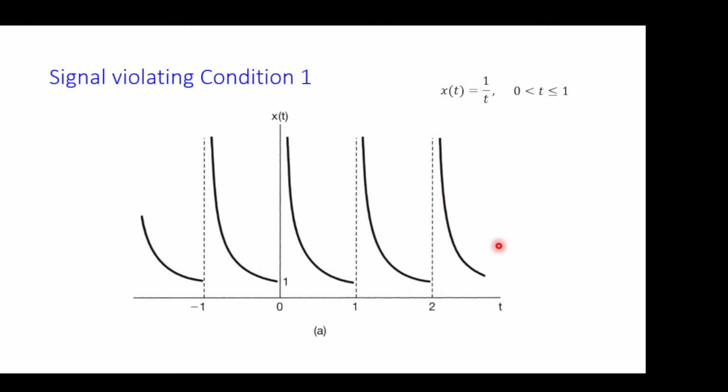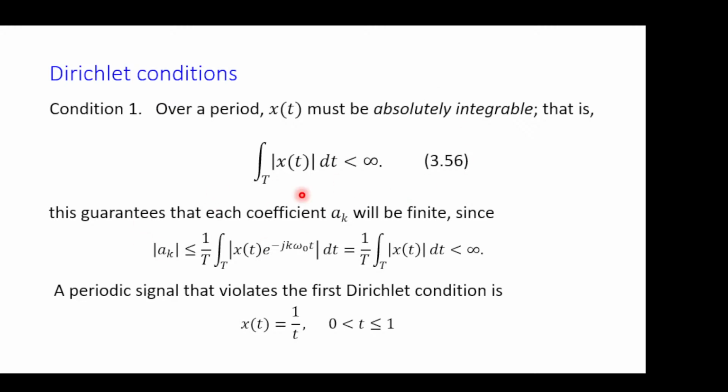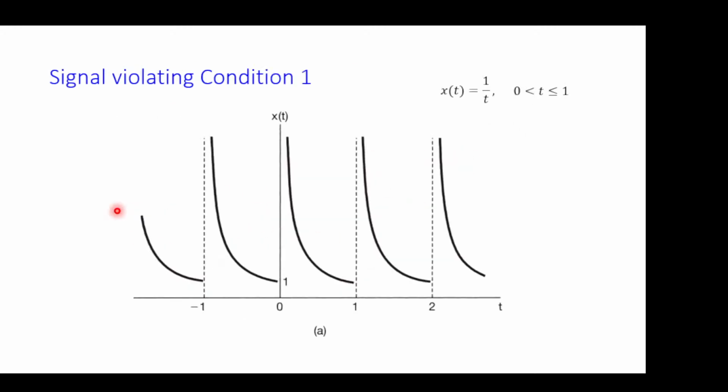If you remember calculus, then 1 over t, when you do the integration, becomes log t. So you have a log blow up as t goes to 0. You do this integration to 0, log of 0 is infinity, so you have an infinity when you try to integrate this part. So this is something violating our absolutely integrable condition. Any questions?